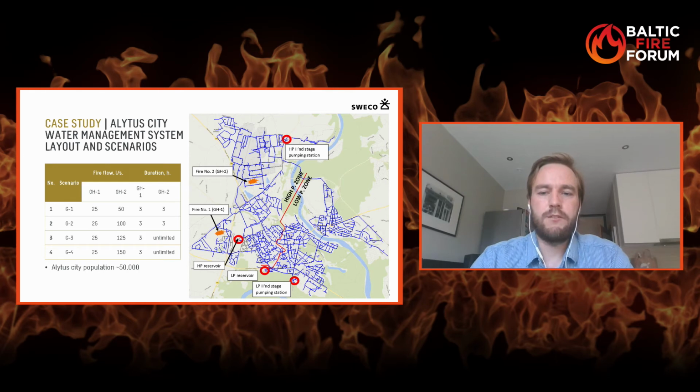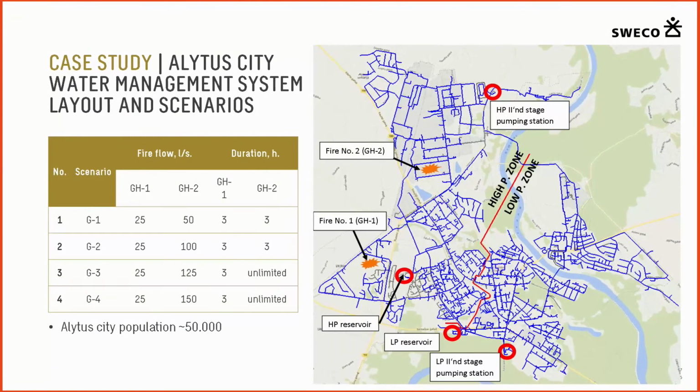And now, since we have some information on what a hydraulic model is and what the major components of a hydraulic model are, let's move on to the real case study in Alytus city. So we have 4 different scenarios on the left side of the screen. You see what the fire flows are, what the duration of the fires is, and on the right side of the screen you see a very rough and quickly represented system layout in Alytus city.